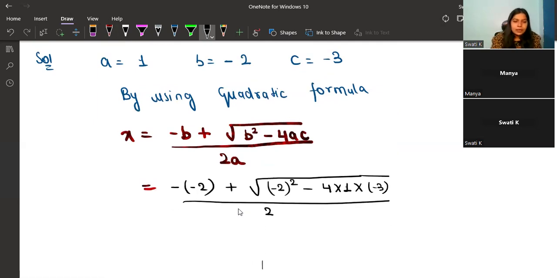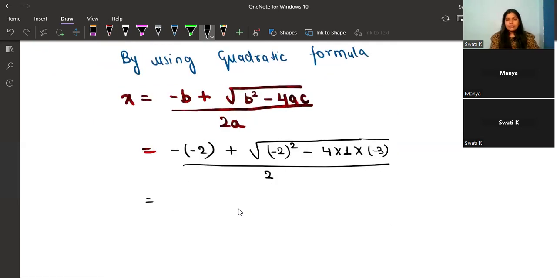Next, what is -2? What will this become? +2. Plus root over -2 square. What do you think is -2 square? -4? Okay, but what is -2 into -2? Of course, 2 into 2 is 4. But what is minus into minus?